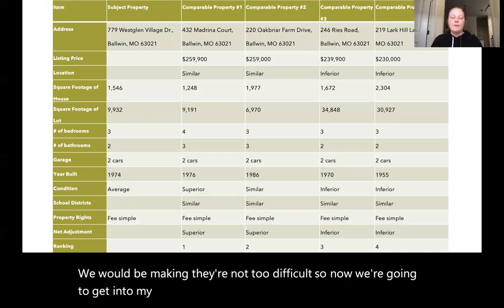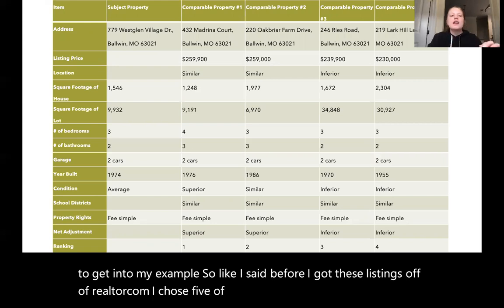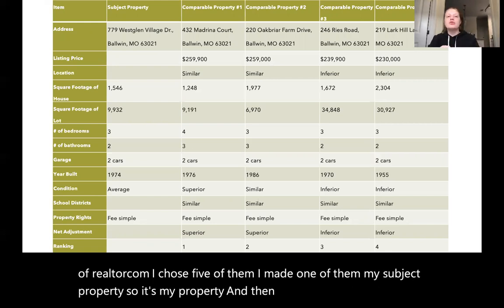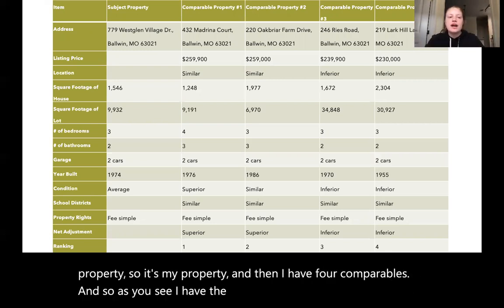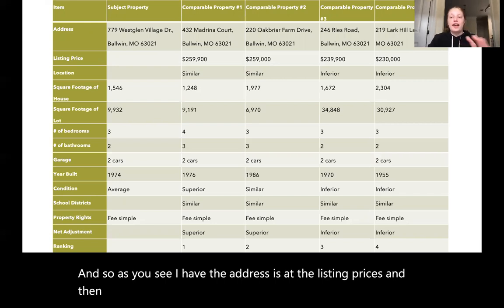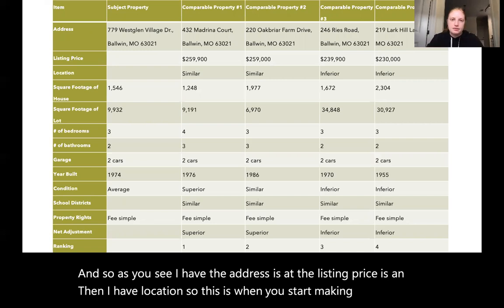So like I said before, I got these listings off of realtor.com. I chose 5 of them. I made one of them my subject property. So that's my property. And then I have 4 comparables. And so as you see, I have the addresses, I have the listing prices, and then I have location. So this is when you start making your qualitative adjustments.